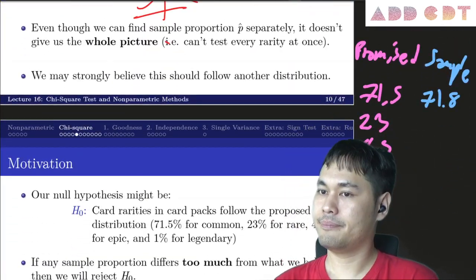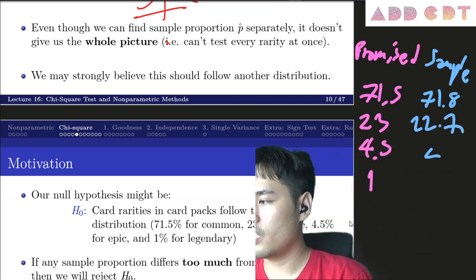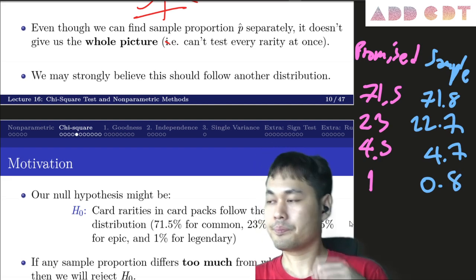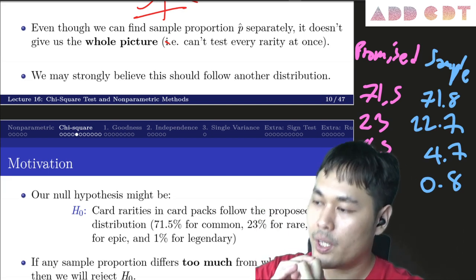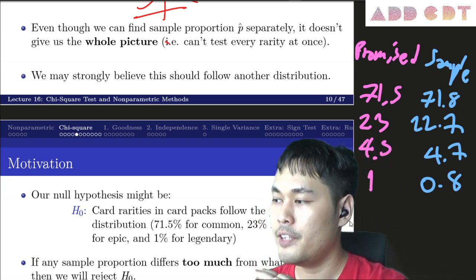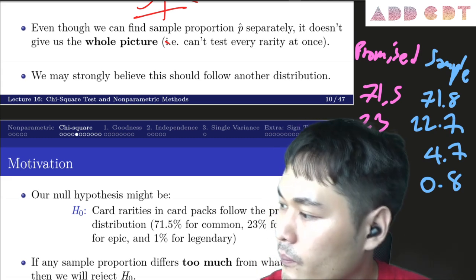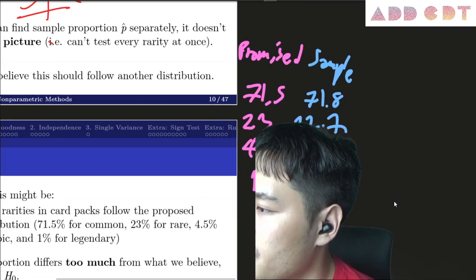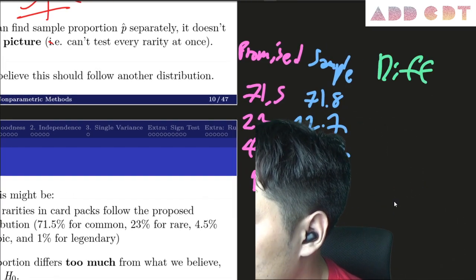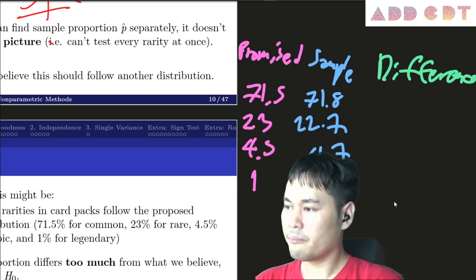We have to move. Okay, there. So this is all we have, and we are trying to compare them and see if they differ too much. Right, and we can measure the difference again by just taking the absolute difference. That's one way. Just take the difference.